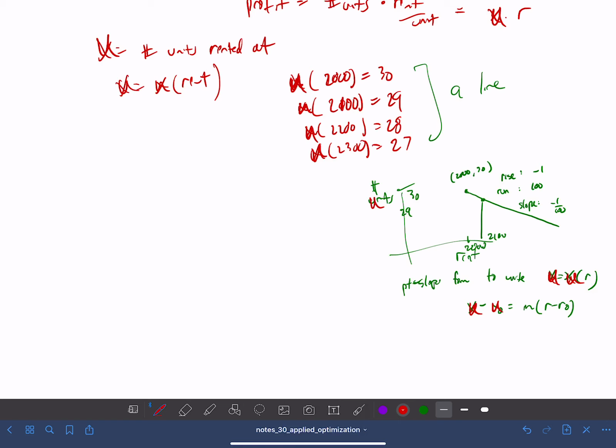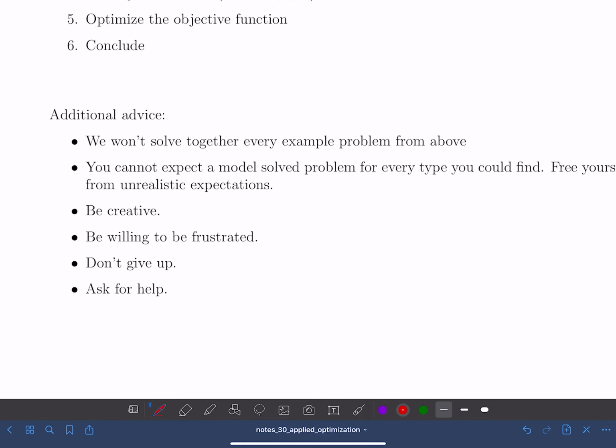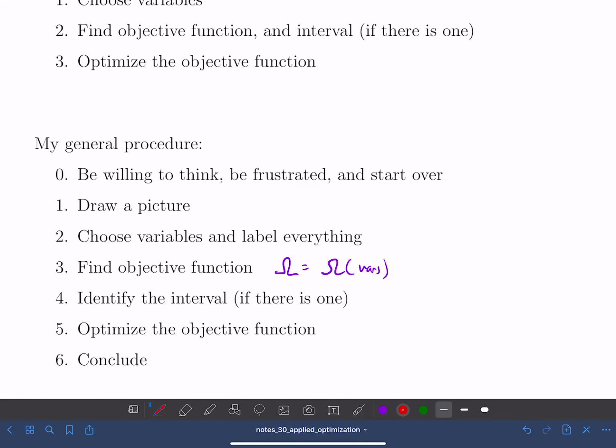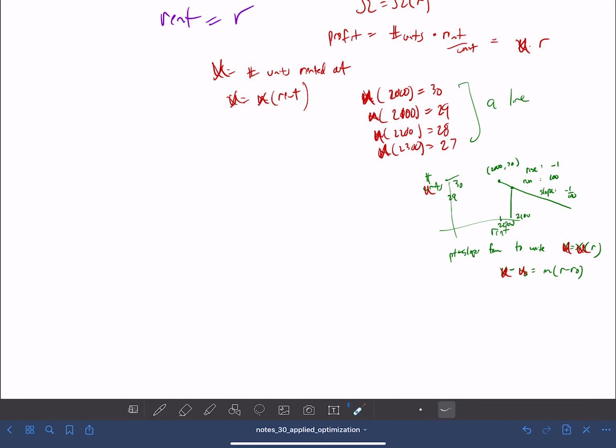Okay, so I think the point of me leaving this decision in and me having changed my mind just now is that sometimes the variable names that you start with are not the variable names that you end with, and that, going back to my advice, step 0 is be willing to think, be frustrated, and start over, right? You have to be willing to make mistakes. You have to be willing to change your mind about things, because if you latch on, then you're never going to be effective at solving these problems.